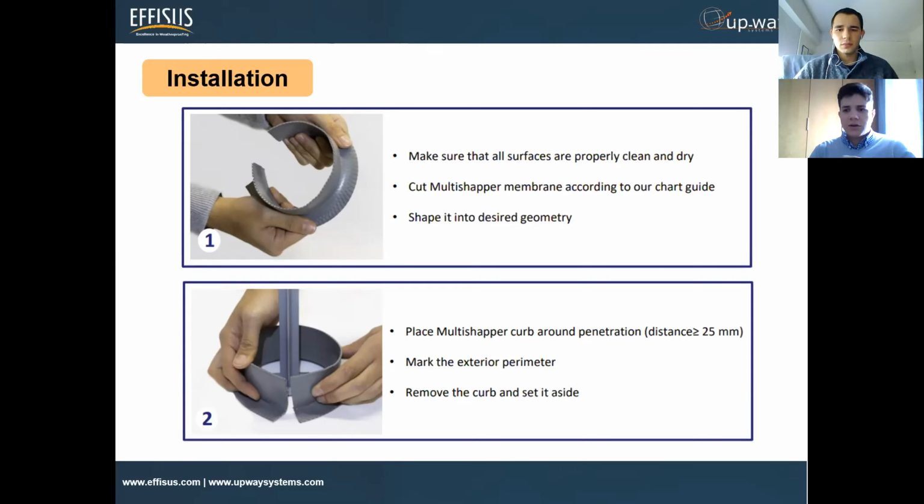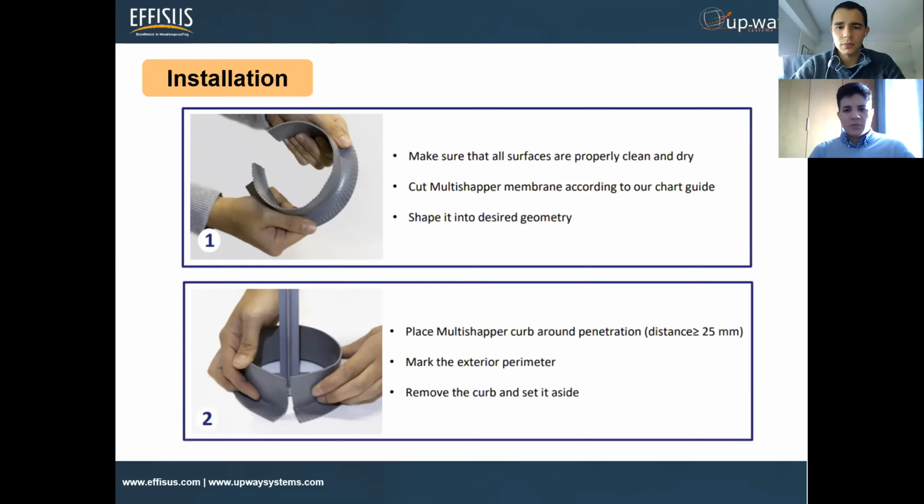For instance, you have a 50 millimeter diameter. You go to the quick chart, and it will say you need to cut, I think, 220 millimeters. You cut it 220 millimeters, you mold it as you want it, you place the curb around the penetration. What we recommend is having a minimum distance from the penetration itself of 25 millimeters. This is just a safe distance so that once you apply the pouring sealant, you have the assurance of sealing all around. So you mark all the exterior.